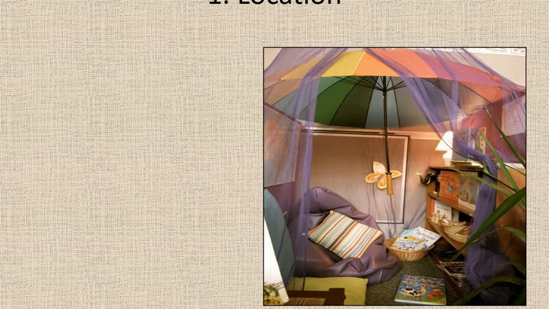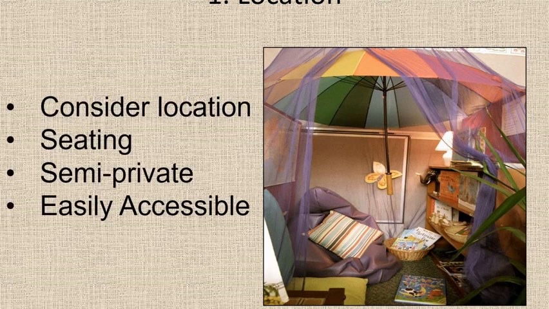It's important to carefully consider where you will set up your calm corner. For example, you may choose a space at the back of the room so learners don't feel self-conscious using it. You should also ask the following questions. Does the space have enough room for a small sofa, beanbag, chair, or possibly a small table? Does the space seem semi-private? And can the child easily access the space?